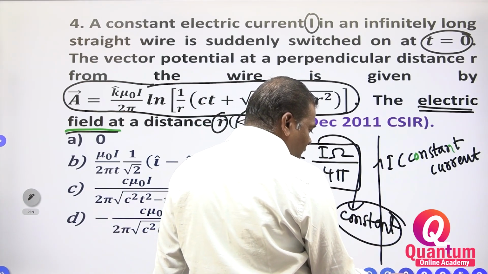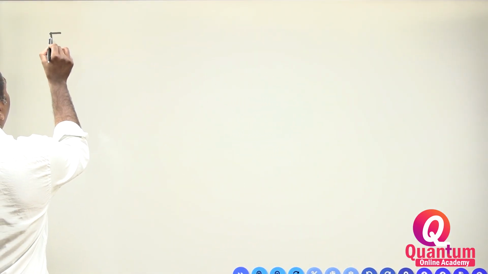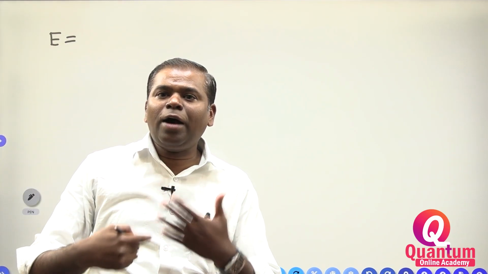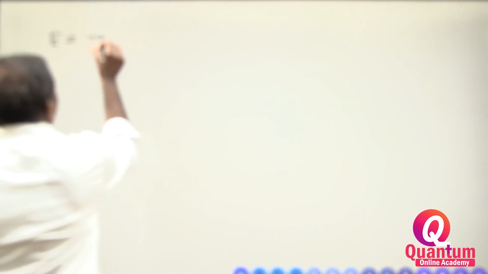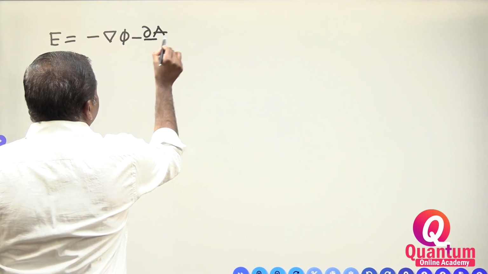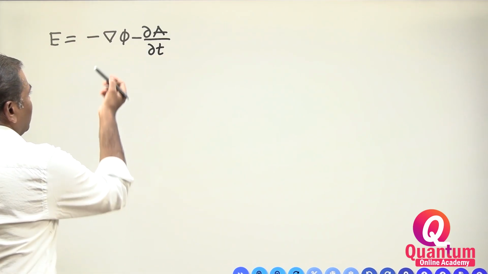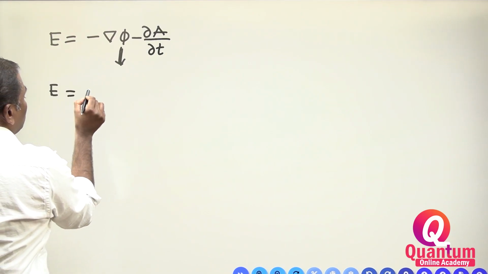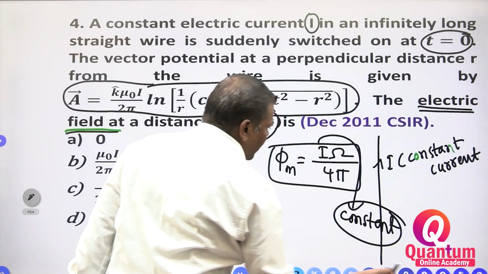Therefore, how do we calculate the electric field? If we know the scalar potential and the vector potential, the electric field is E = -∇φ - ∂A/∂t. This is the formula, which is very important. Minus gradient of φ minus ∂A/∂t.